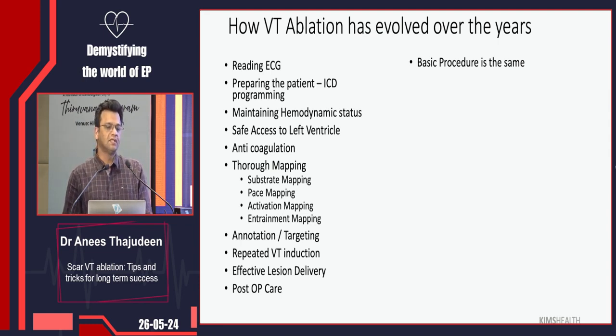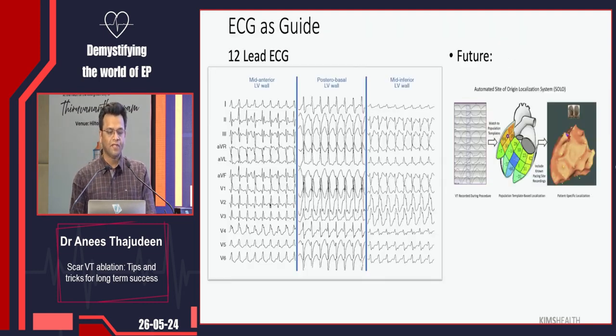Coming to the crux, the long-term success of this ablation requires thorough mapping. You have to use all the skills which are required in EP in this case, including substrate mapping, pace mapping, activation mapping, and entrainment mapping. In the earlier stages, we used to do a lot of substrate mapping, but now we are more interested in doing activation mapping to get the tachycardia during the procedure, so that we can annotate and target the important targets for ablation. So ECG as a guide, there are various guidelines on how to use the ECG. I will not spend too much time on it.